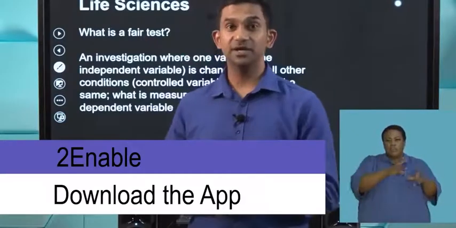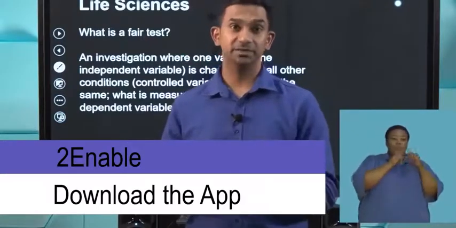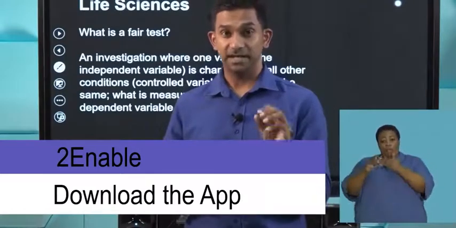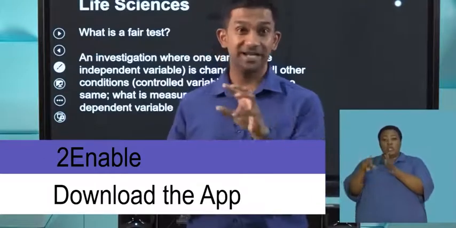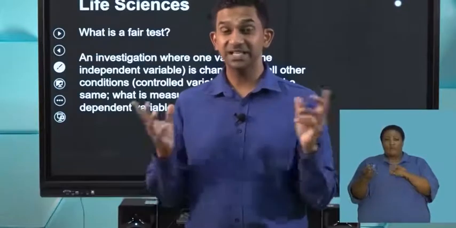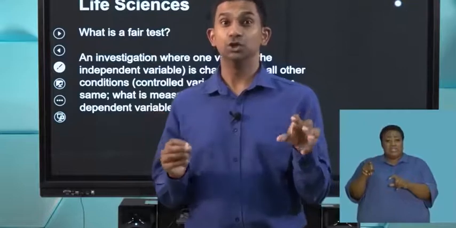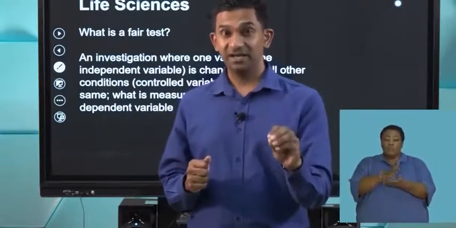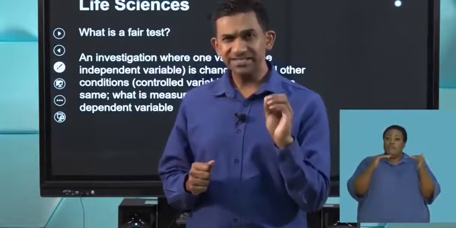Before we went into the break, we spoke about the independent variables, we spoke about the dependent variables, we ended off looking at control variables. I mentioned that it was important for us to be able to have these variables controlled. Essentially, the control variables are factors that you keep constant so that it ensures that your results are fair and reliable. So what does that mean?